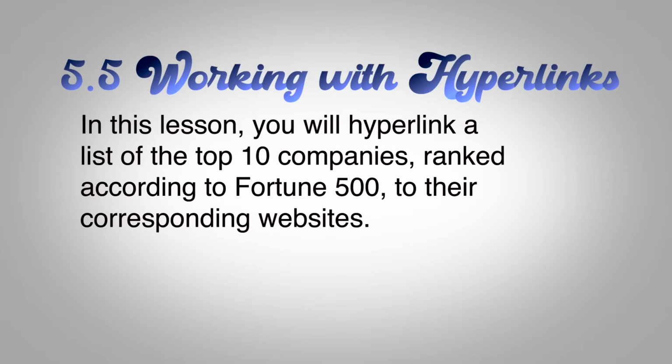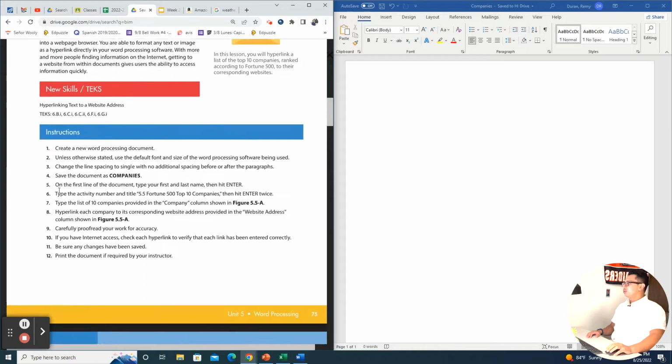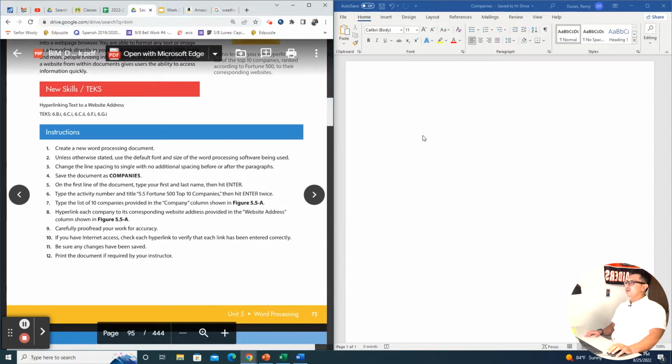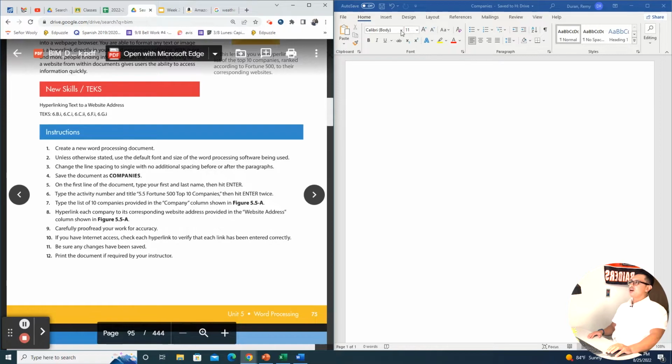In this lesson, you will hyperlink a list of the top 10 companies ranked according to Fortune 500 to their corresponding websites. Okay, this is a quick and easy one. Number one, create a new word processing document. I have Word here on my right-hand side. Unless otherwise stated, use the default font and size of the word processing software being used. That means we're going to keep the font at Calibri 11.